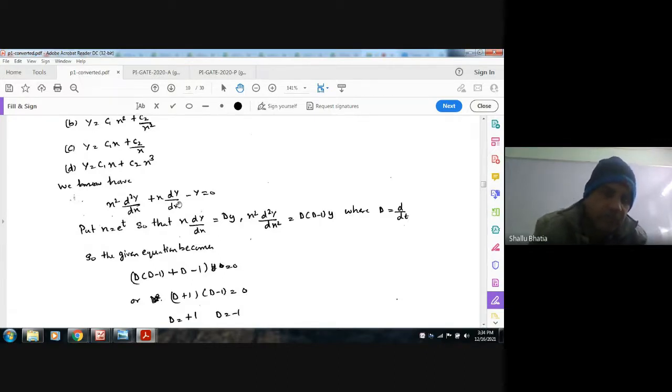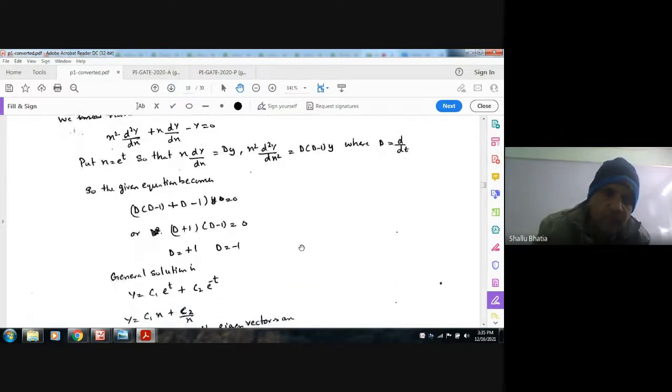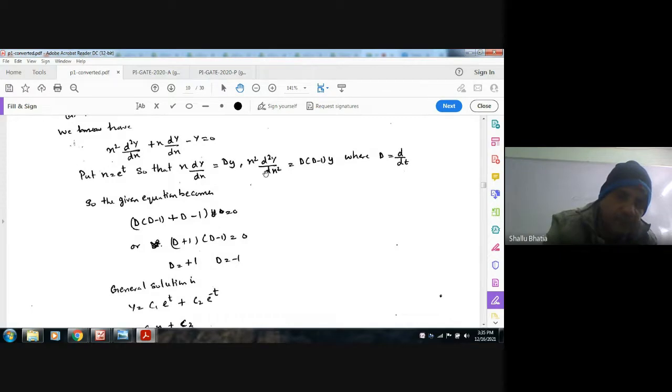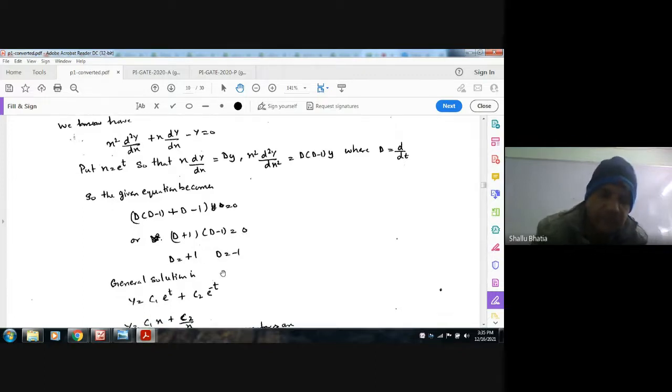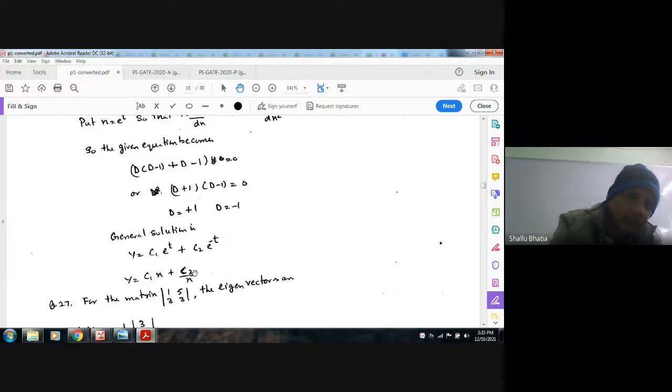So here the differential equation given is x square d square y by dx square plus x dy by dx minus y is equal to 0. Now we can put x is equal to e^t, then x dy by dx will become Dy and x square d square y by dx square will become D(D minus 1)y, where D is d by dt. So putting these values, we have D minus 1, D, and minus 1. From this we can get D is equal to plus 1 and D is equal to minus 1, and the general solution is C1 e^t plus C2 e^(minus t).